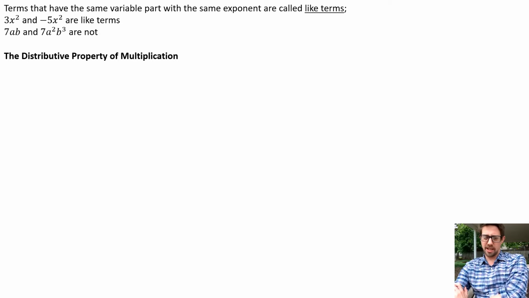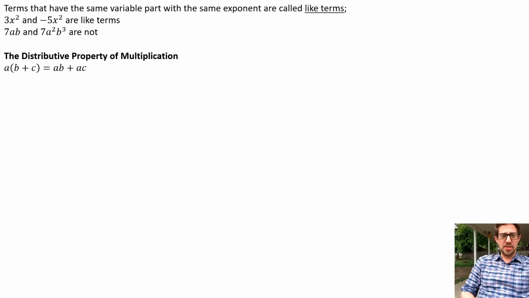So before we get into combining like terms, let's talk about this. Very powerful property of algebra that never goes away. It's the distributive property of multiplication. We can just call it the distributive property. It's technically called the distributive property of multiplication over addition, but whatever, here it is. a times, in parentheses, b plus c equals ab plus ac.